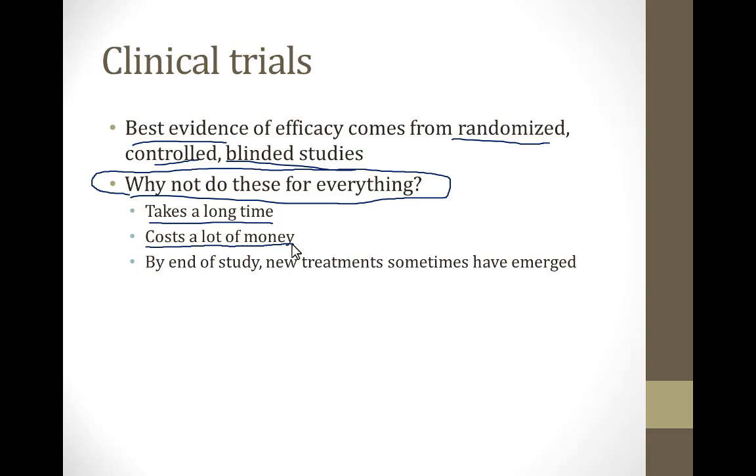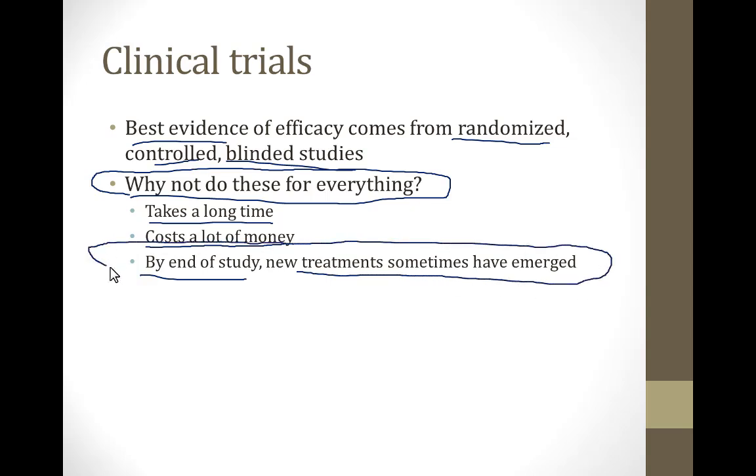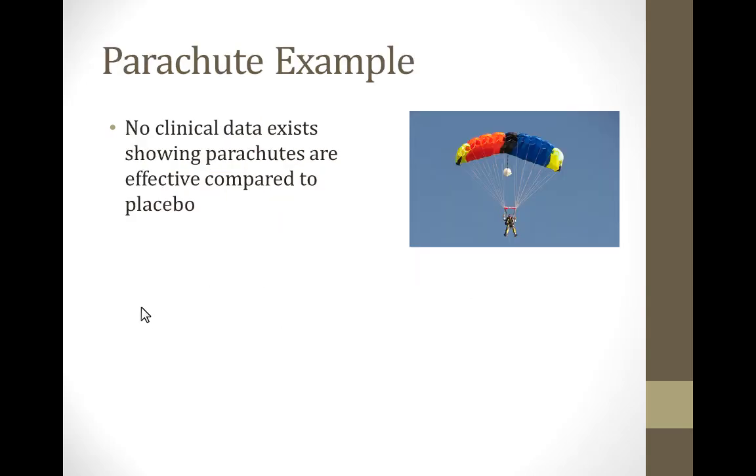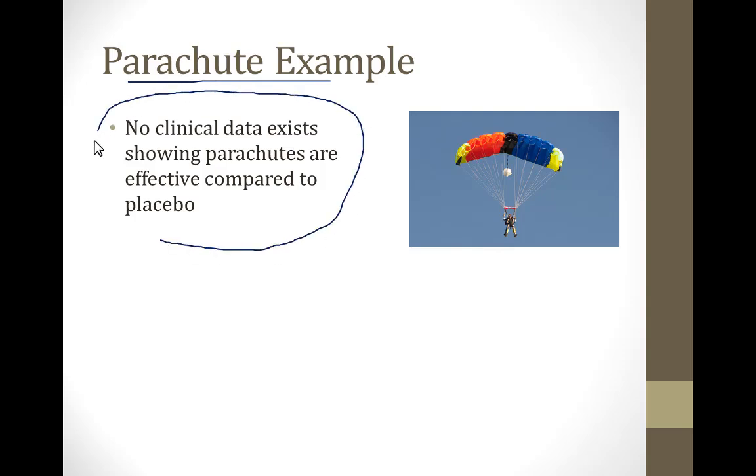Another problem is the studies take so long to do that sometimes by the end of the study, new treatments already have emerged. So we're hesitant to do these on things when we think the landscape for treating the condition is changing over time. And another reason why we don't have randomized controlled clinical trial data for every therapy in medicine is the parachute example. There are no clinical data showing that parachutes are effective compared to placebo. And this is obviously an example that's cited as a joke. But the point is that some therapies are so obviously beneficial that it wouldn't be ethical to conduct a clinical trial and stick people in the placebo arm, just like you would not want to be in the placebo arm of a trial of parachutes and get pushed out of a plane without a parachute.